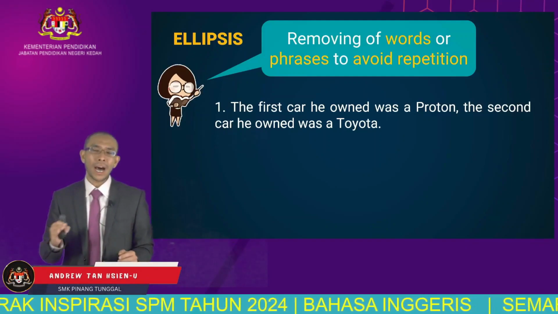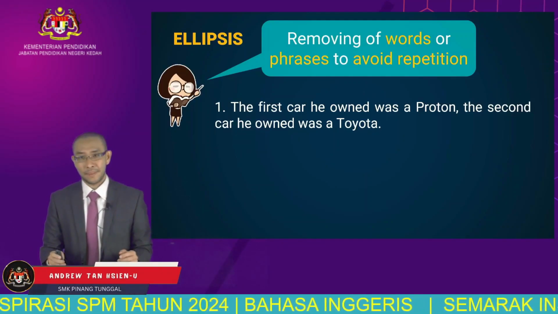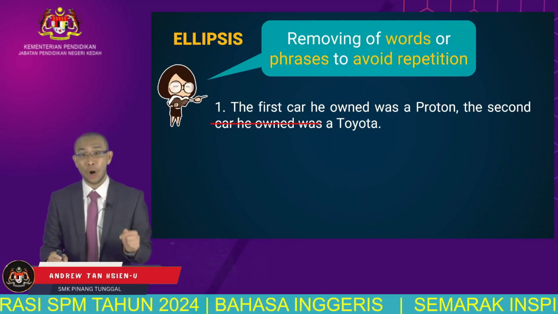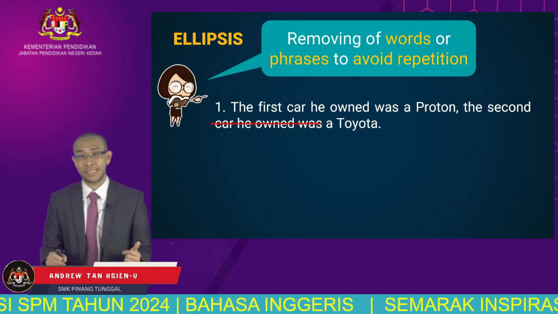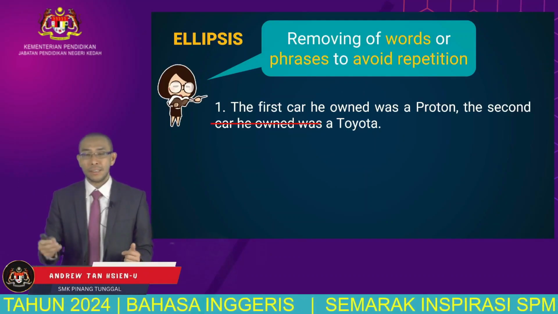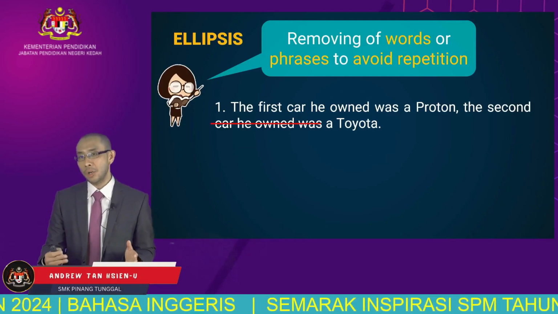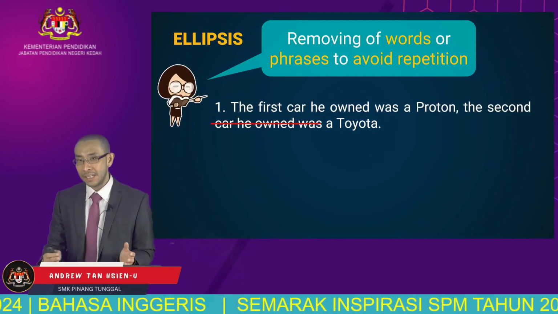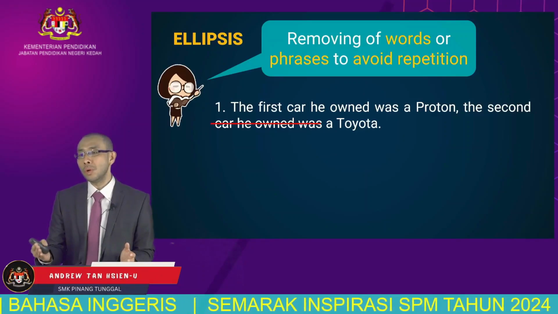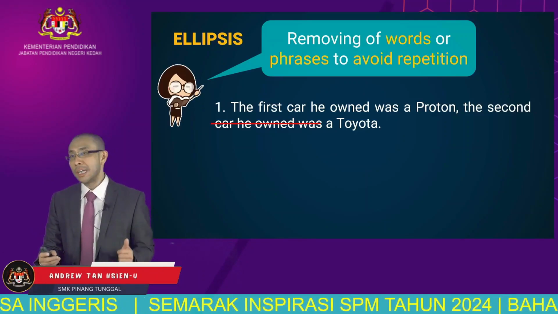Now, what are some of the phrases that are repeated in this sentence? All right, you can see car he owned was. It's repeated twice. So scratch it off, okay? And your sentence is still complete. So your sentence would sound like, the first car he owned was a Proton, the second, a Toyota. You do not need to state what is the second thing already because it is already understood. You're talking about a car.